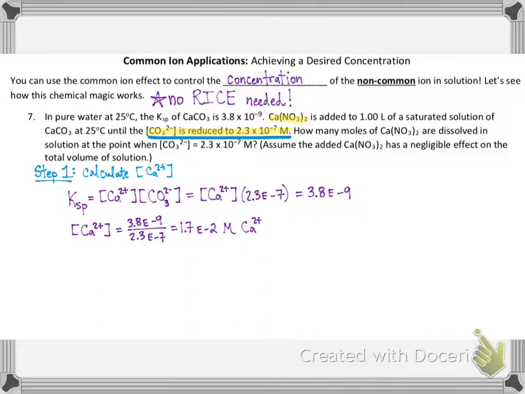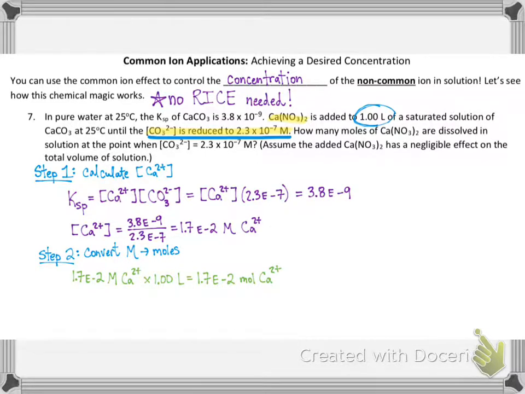Okay, awesome. But now we need to answer the question, because they want to know, that's great, if I want that concentration, how many moles of calcium nitrate must have been dissolved? So we're converting molarity to moles. Well, that only works if we actually know the volume of solution, but we do, and look at that. It was even a nice, pretty volume, 1.00 liters. Of course, multiplying molarity times liters will get you to moles.